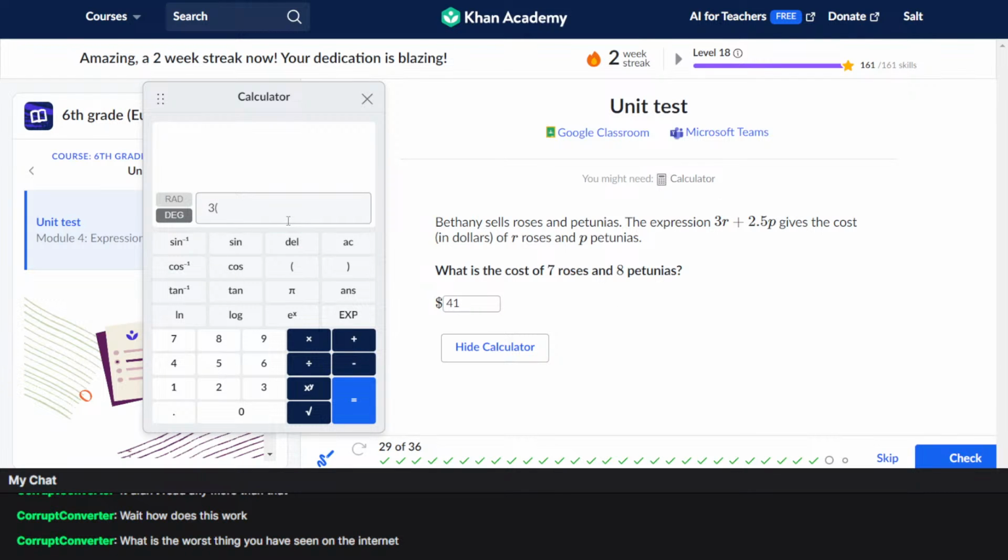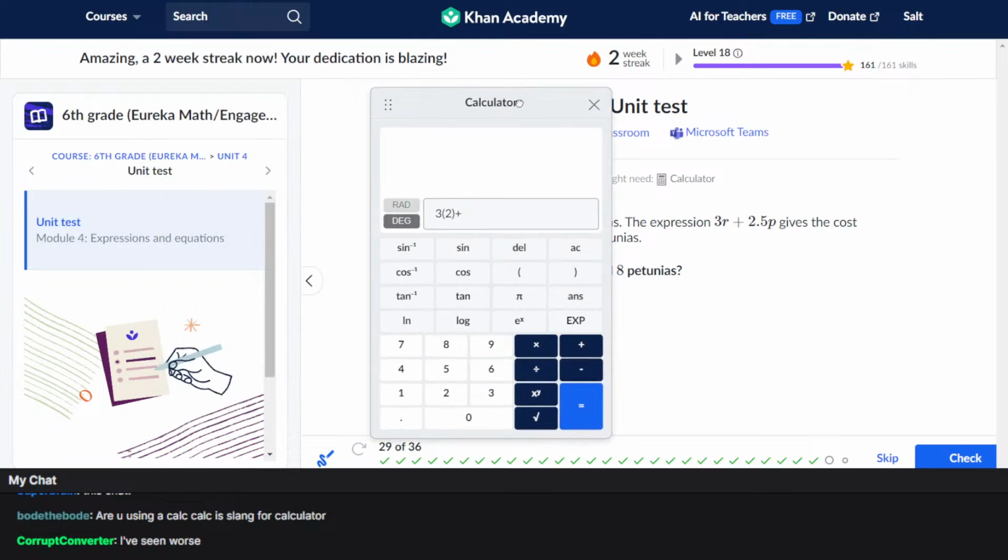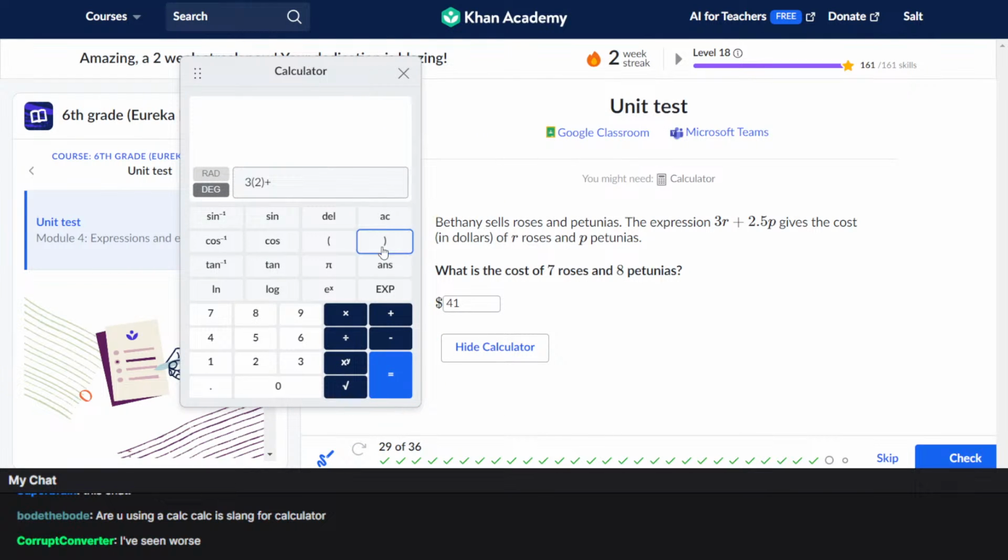Corrupt Converter says what is the worst thing you have seen on the internet? You guys trying to break the TTS. Yeah, you thought the same thing of me, Superbrain. Superbrain says chat, this literally. Chat, are you using calc? I know calc is slang for calculator. Yeah, I am. Oh, I did it already without the calculator, but I should just do this anyway. I've seen worse.